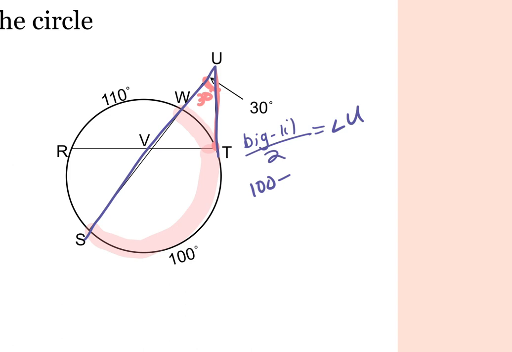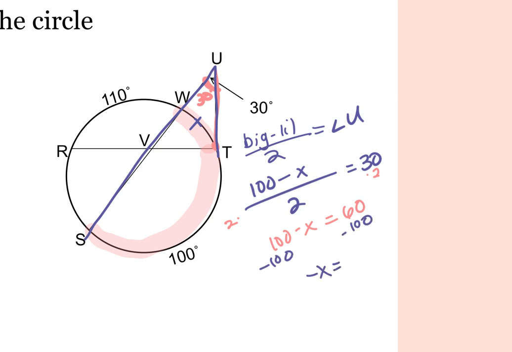So do I have the little arc? No, that's what I'm missing. So this is what I'm trying to find, right? Divided by 2 equals, do I have the outside angle? Yeah, 30 degrees. So then to solve for x, I'm going to multiply by 2. 100 minus x equals 60. Subtract the 100. Negative x equals negative 40. So x equals 40.